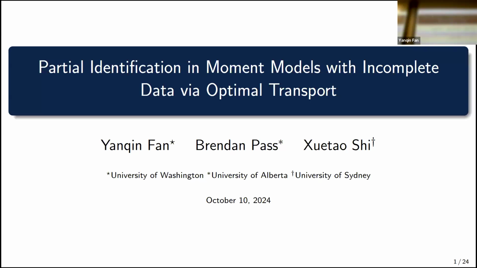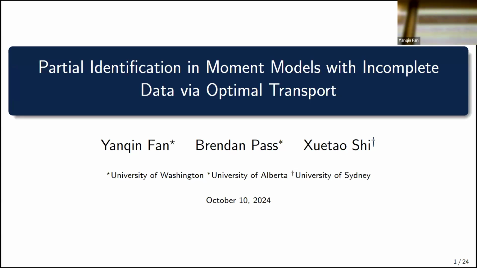So I'm going to talk about some work in progress. Your feedback and comments will be very useful for us in the last stage of wrapping up the paper. This is joint work with Brandon Potts, a mathematician and expert on optimal transport, and Xuetao Shi, a former student of mine, who is now an assistant professor at the University of Sydney.